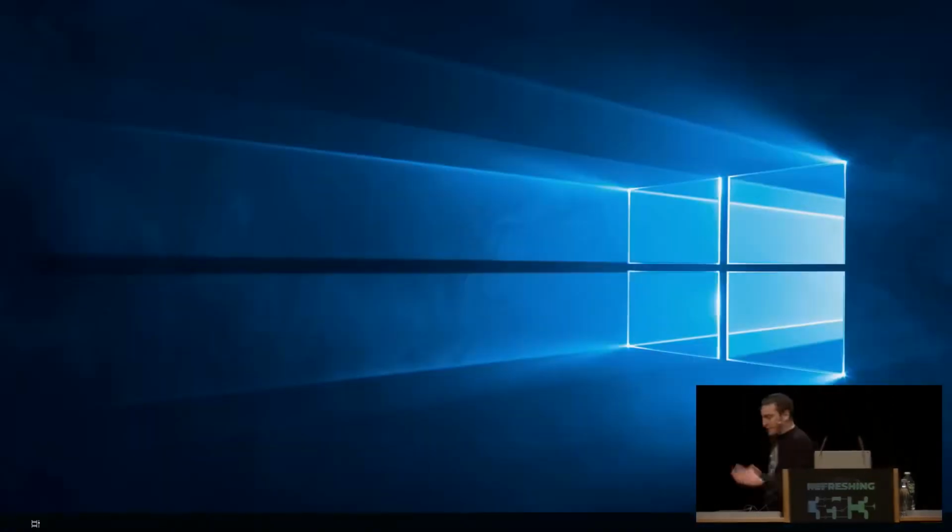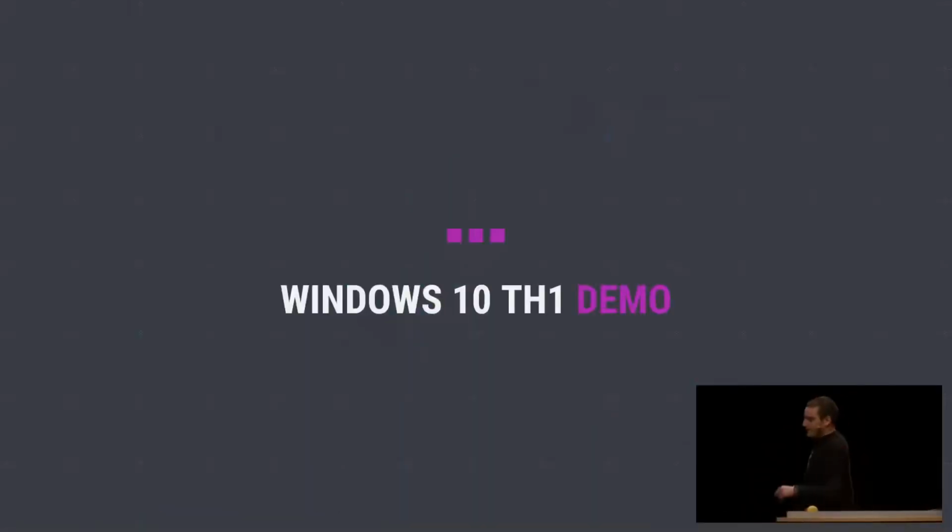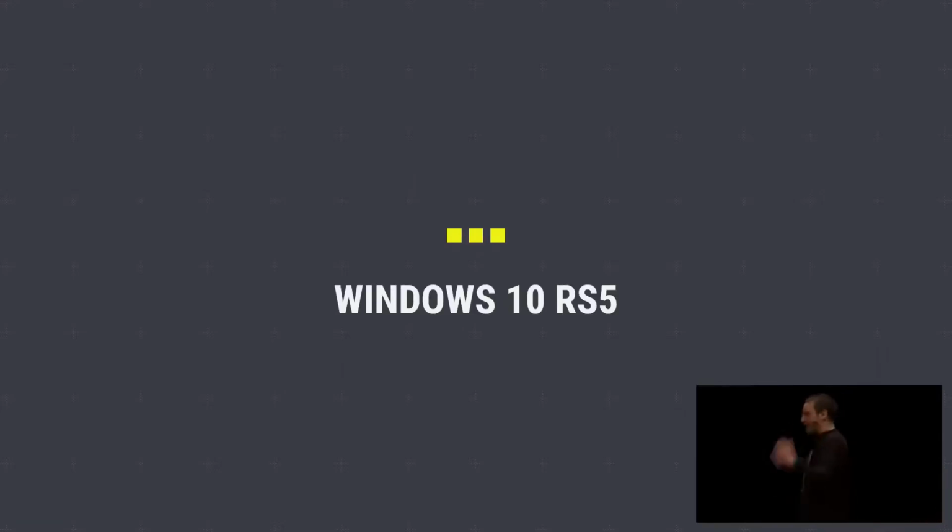OK, so let's keep going. Windows 10 Redstone 5, the latest, kind of. If we try again to execute this POC on Redstone 5, you see that it will fail. It will fail deterministically.